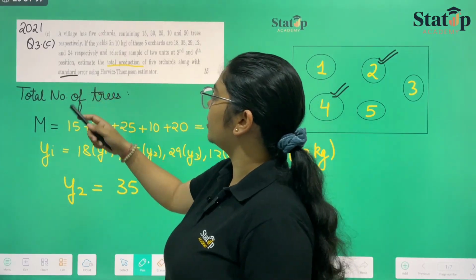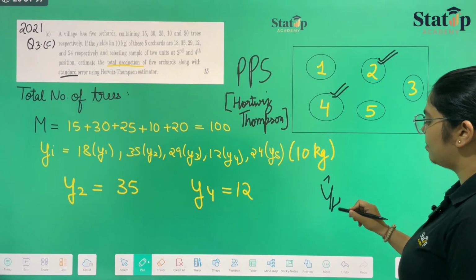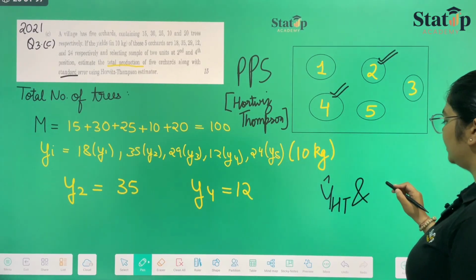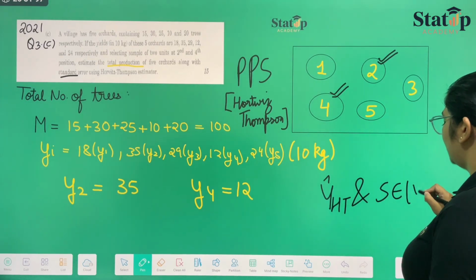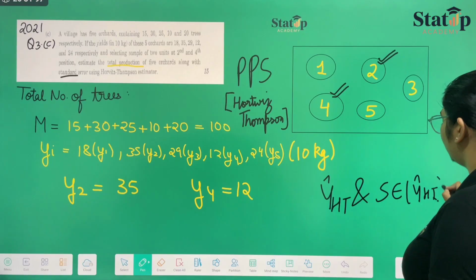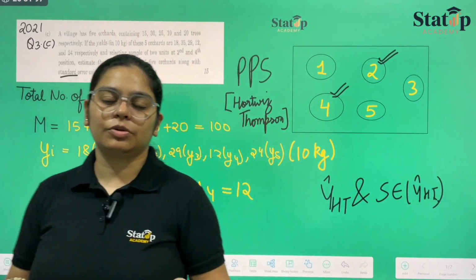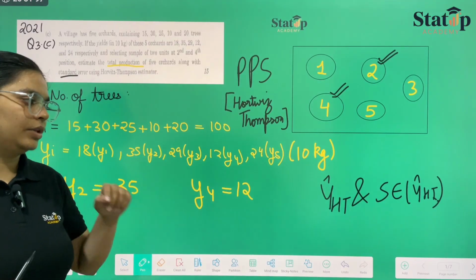So standard error. They have asked us to calculate the Horvitz-Thompson estimator of the total and the standard error of it. Both of these formulas require the inclusion probabilities, the first inclusion probability and the second inclusion probability. Only then can we calculate these two things.